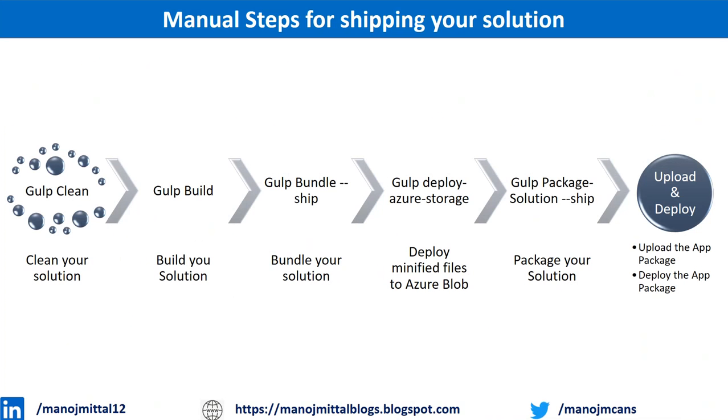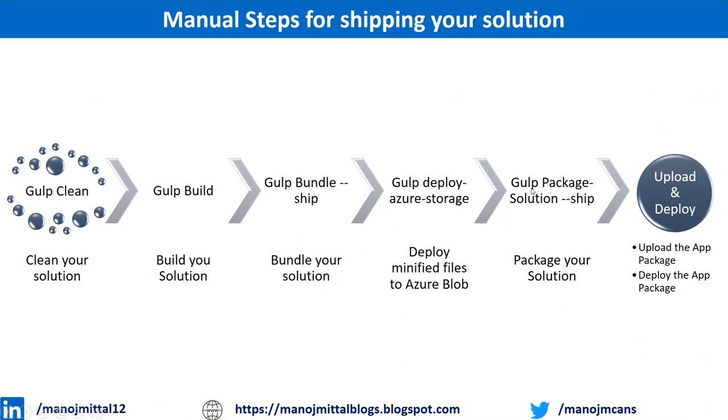If you are going to use manual steps for shipping our solutions, what are the steps we have? It's gulp clean to clean the solution, gulp build to build the solution, gulp bundle --ship to bundle our solution. Once we bundle, we get all the static files, all the minified files. Those minified files we now need to push to the Azure Blob storage. For that, we have one more command, gulp deploy-azure-storage. It will help us place the bundled files into the Azure Blob storage location.